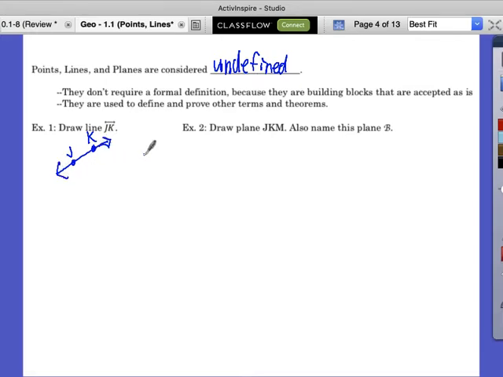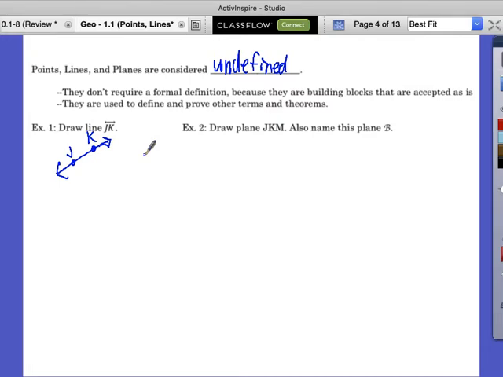Now I drew line JK. I drew a line with 2 arrows on each end, so that way we know it's a line in geometry, so it goes forever. And then I put a J and a K, both capital points on there. We know that the points J and K have to be on there, because that's how it's named. It's named the line JK, so those 2 points are on the line. Next one, draw plane JKM. Also, name this plane B.